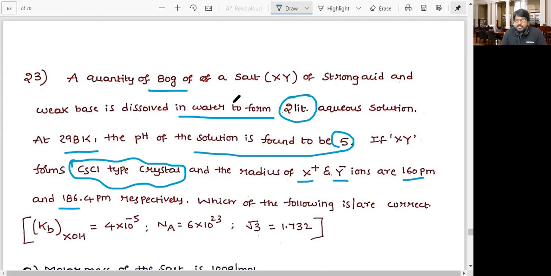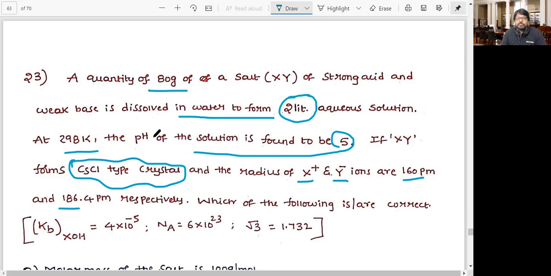Kb, weak base he mentioned, no? Kb value also he gave. Avogadro number he is asking us to take 6 into 10 power 23, and root 3 value. So let us first understand the question. You have taken a salt of formula XY of 80 grams. You prepared 2 liters of solution and the pH was found to be 5 at room temperature, and the solid has cesium chloride structure. That is the given data. Of course, cation and anion radius are also given, and Kb is also given.